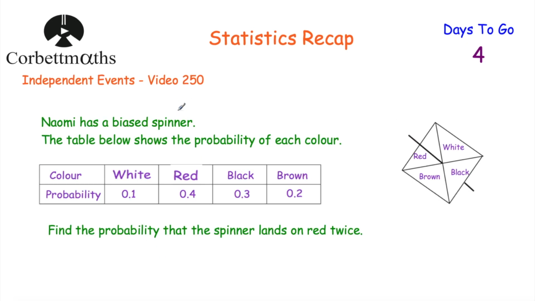Okay, now sometimes you may encounter independent events. So they're events that whenever they happen, they don't affect the outcome of the other one. So for instance, if a spinner spun twice, such as this spinner, what it lands on the first time won't affect what it lands on the second time. And here we've got some probability.